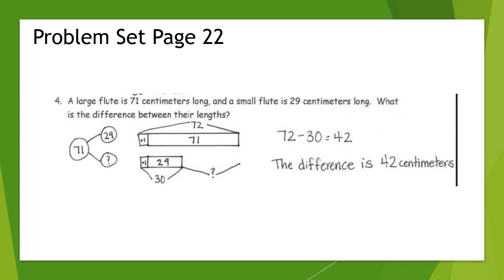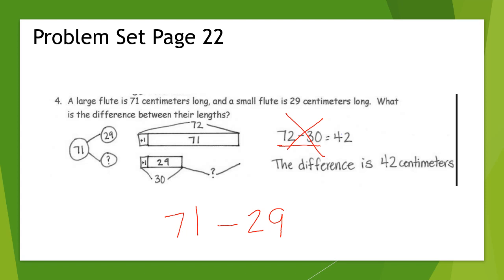Number 4, a large flute is 71 centimeters long and a small flute is 29 centimeters long. What is the difference? So you needed to subtract. Here's your subtraction sentence. 72 minus 30. Actually, I'm going to cross that one off. You probably wrote 71 minus 29.